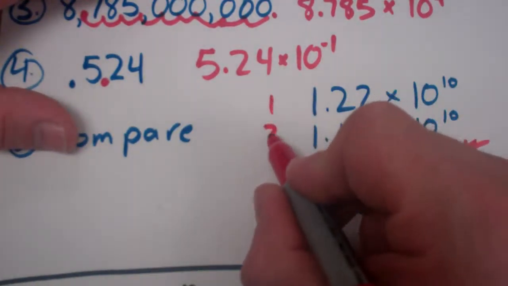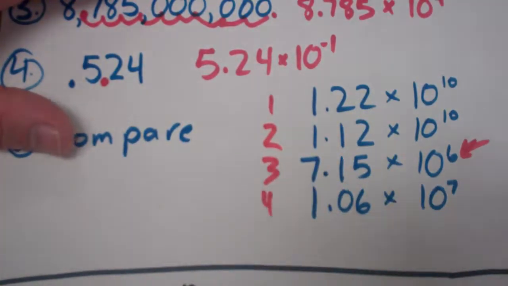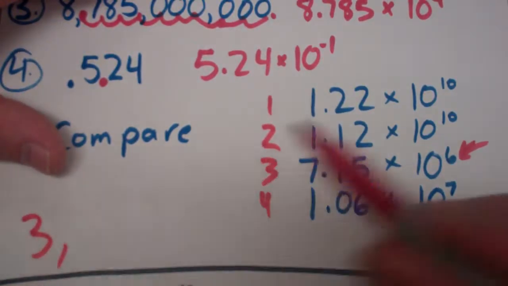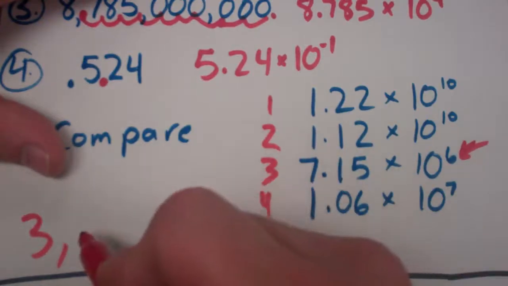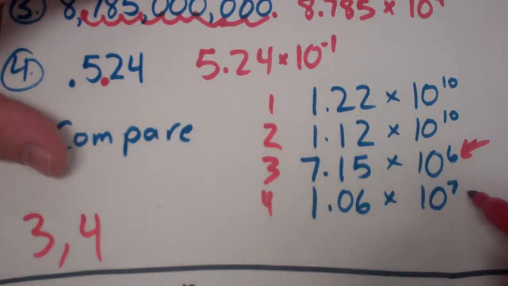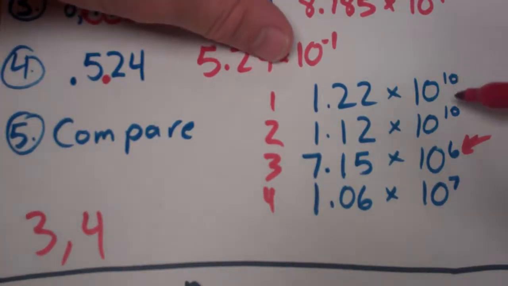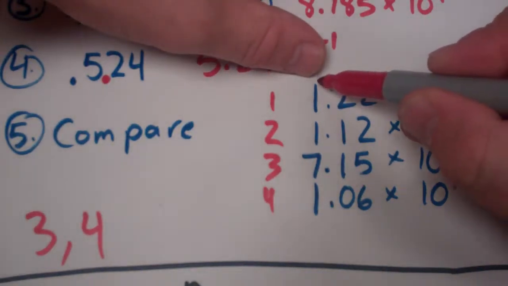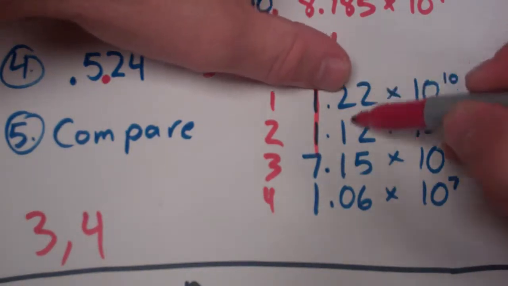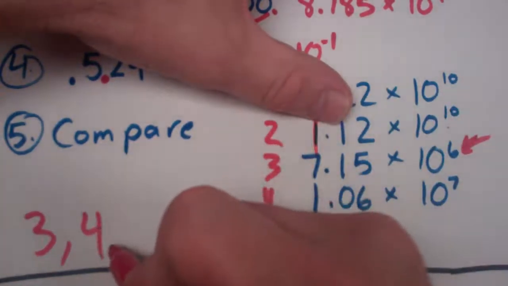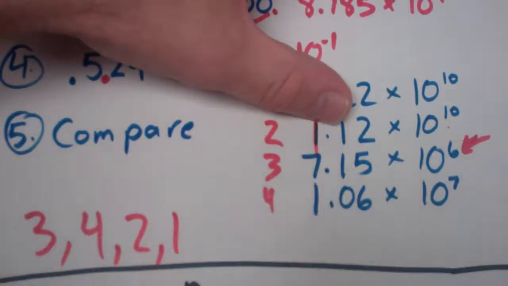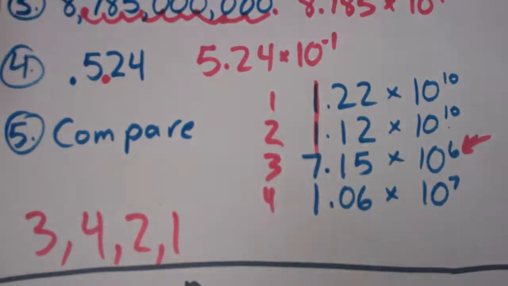So let me number these 1, 2, 3, and 4. Least to greatest, 3 is the smallest. Then I have this one, which would be the next one. So I would have 4 would be the second smallest. Now I'm looking at something that's the same power. So now I would go back over here, the 1's match. So now I'm looking for the next smallest, 1.12 times 10 to the 10th. So there we are in order from least to greatest.